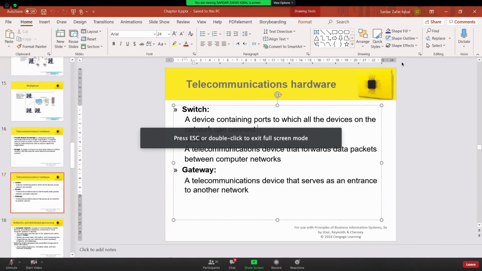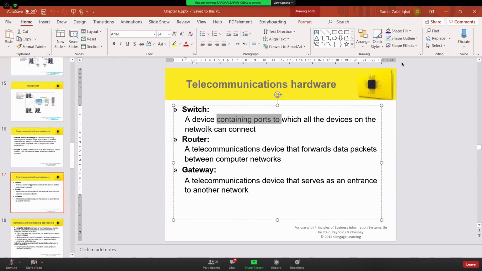So now you understand what is a switch. So this device contains ports to which all the devices on the network can connect. And a router is a telecommunication device that forwards data packets between computer networks. So it is used to connect two networks, two external networks. Okay. So one switch having different PCs, they have one network. The other switch having different PCs, they have another network. And now we want to connect these, so we need a router.